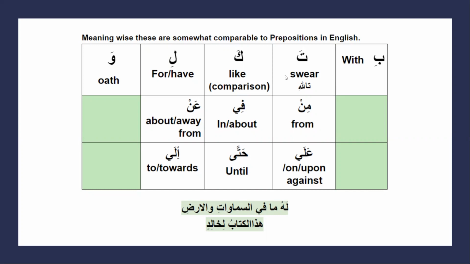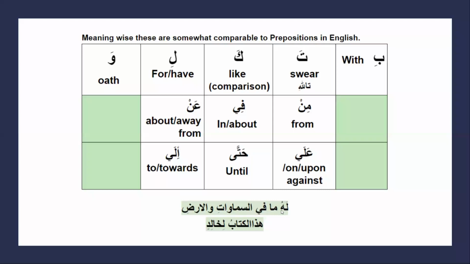Ta means to swear, tallahi. And this is a very strong oath. Ka is like, when you compare something, when you say that something is like that, so ka is that harf. Li is for or have, like lahu. Sometimes li is like in li khalidin, and sometimes it comes with fatha, lahu.